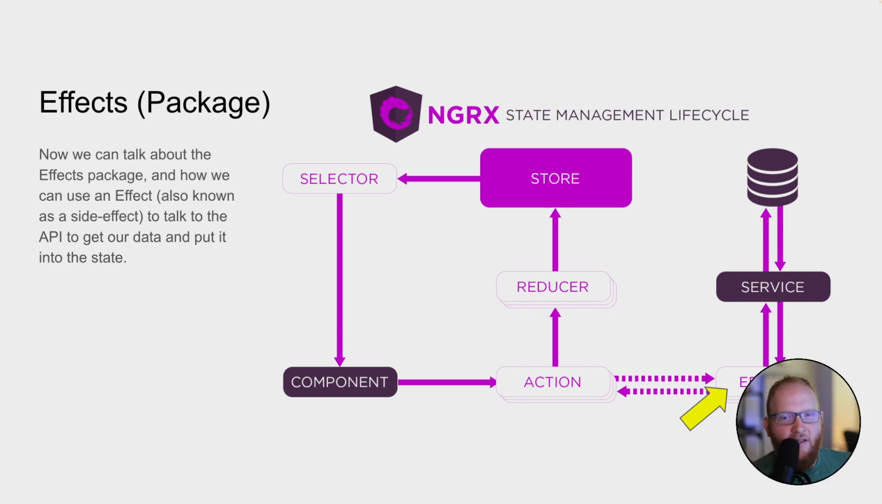These are things that allow us to call the API or do some other thing and then return some other action with the result of said thing. Typically, it's an API call or a call to a service or some kind of side effect that occurs.